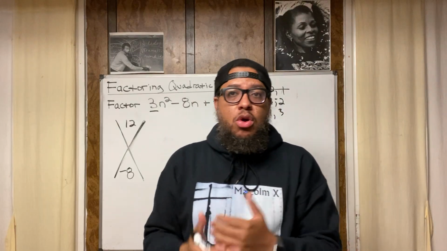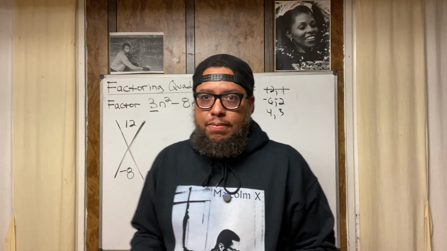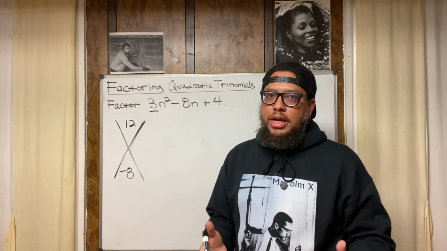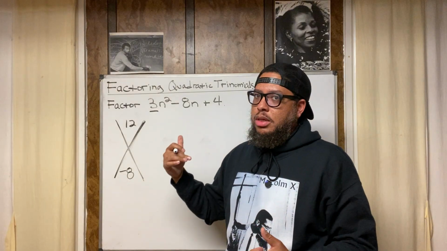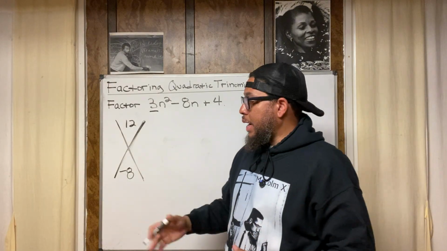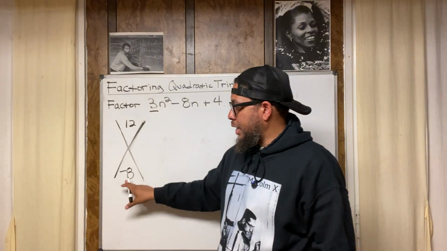Now ask yourself, what's negative 6 plus negative 2? You got to know how to do arithmetic with negative numbers at this level too, right? You got to know how to do that. You got to know that negative 6 plus negative 2 is equal to negative 8.